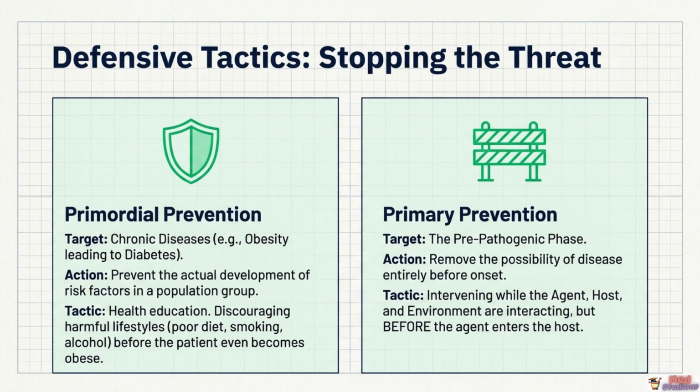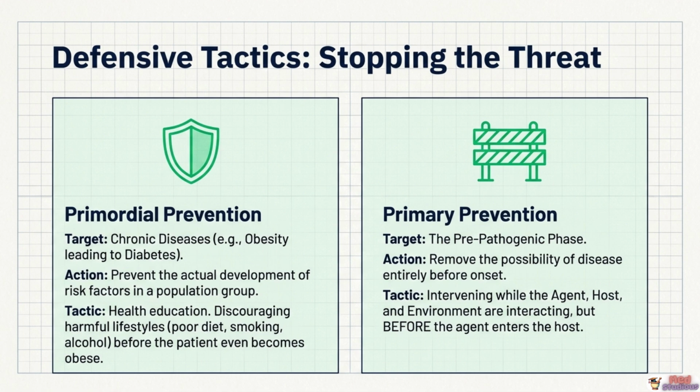with precision. Primordial prevention is the most upstream and most powerful level of defense, and it is the level most frequently overlooked in clinical medicine education. Primordial prevention does not wait for risk factors to develop. It prevents the risk factors themselves from ever arising in a population group.